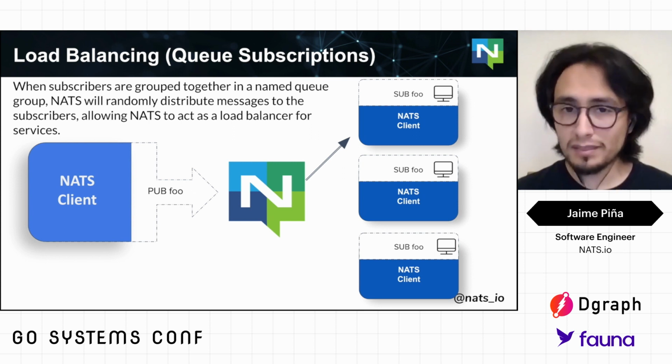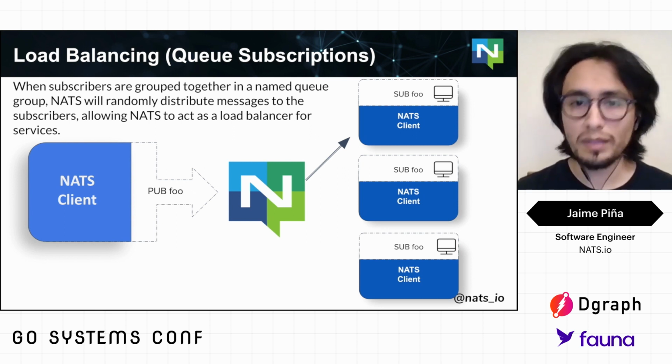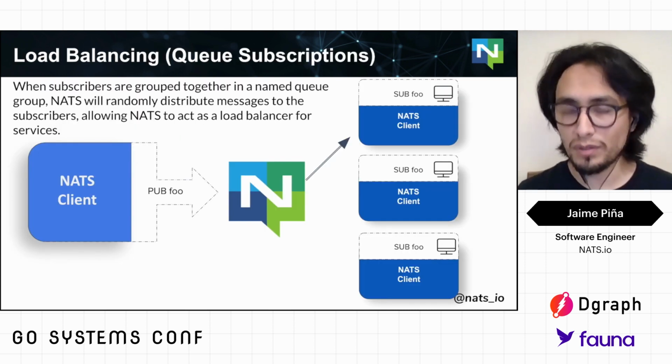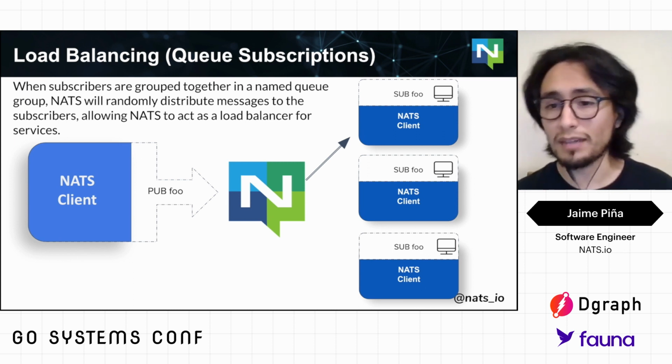Because this is being load balanced, NATS will randomly pick one of the people in your queue subscription to get the message, so it'll get one at a time. This is a great way to horizontally scale an application, for example.